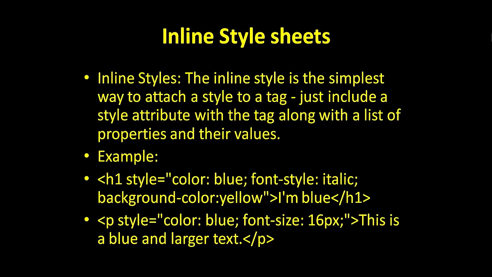For example, h1 style equal to color blue, font style italic, background color yellow, and it is going to show the text I am blue. And if you would like to include it for the paragraph tag, it is going to show paragraph style, color is blue and font size is 16 pixels. That is the size of the font. It is going to show this is a larger text. Let us discuss this by an example.